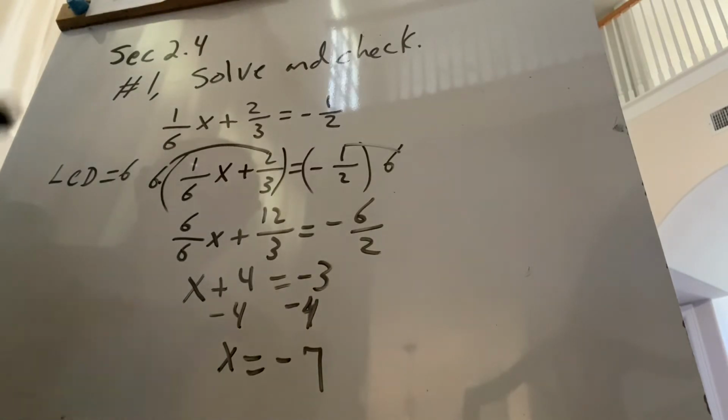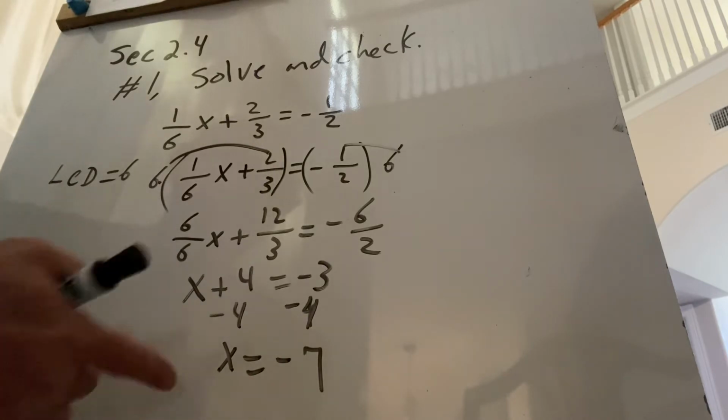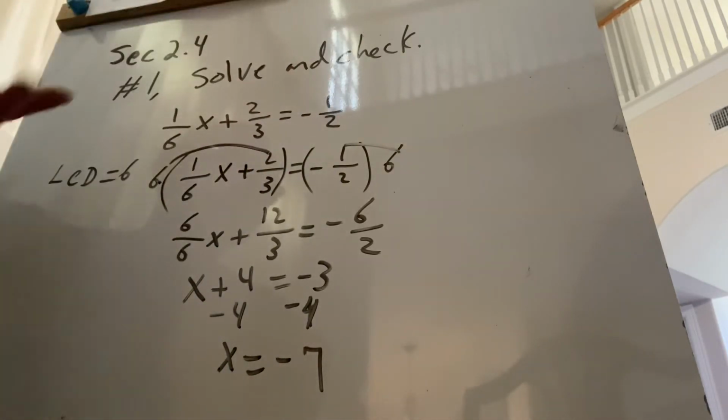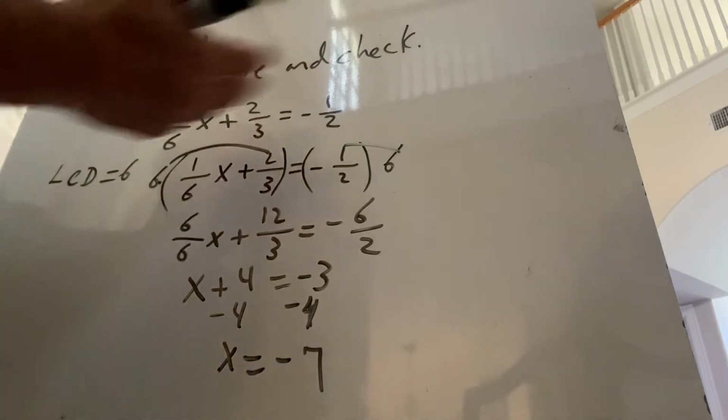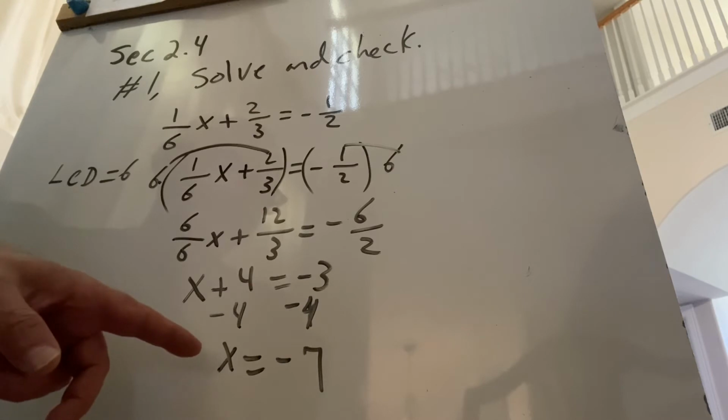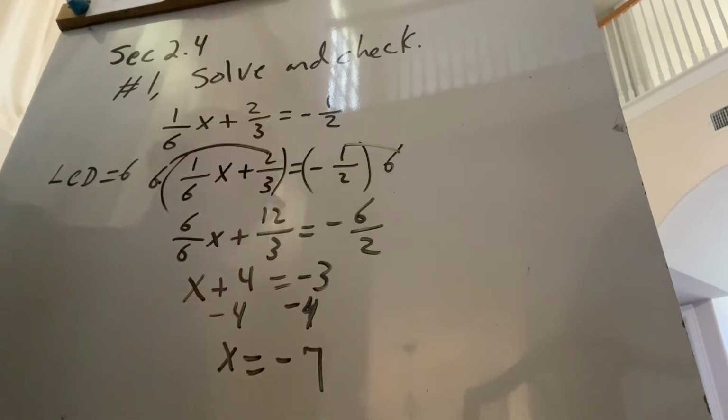In this case, they want us to check it, which means that when they say check, you always want to go to the original equation. Once you go to the original equation, you can use the same idea to remove the fractions, or you can just deal with the fractions. Right now, our candidate is negative 7. So I'm going to erase this so I can show you how to check that it is truly a solution.